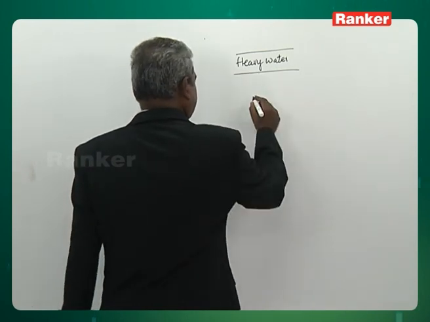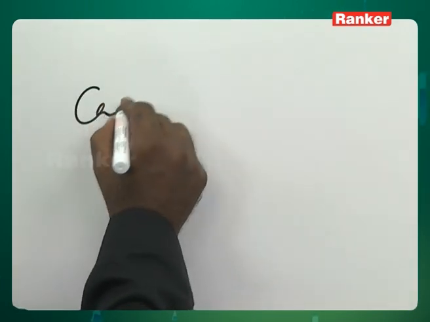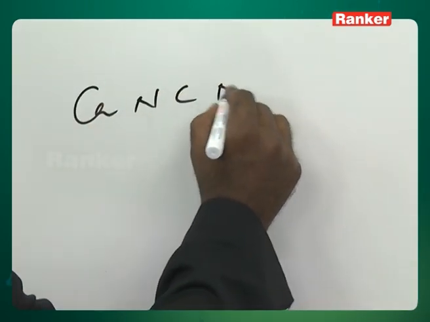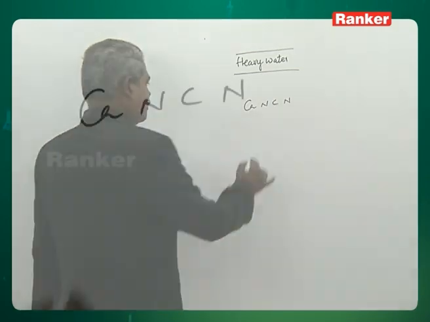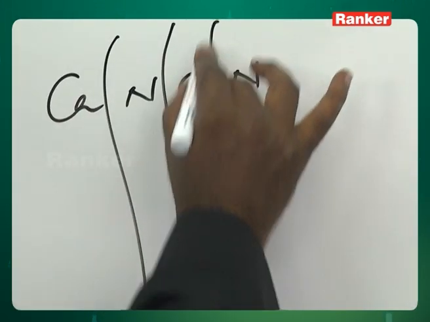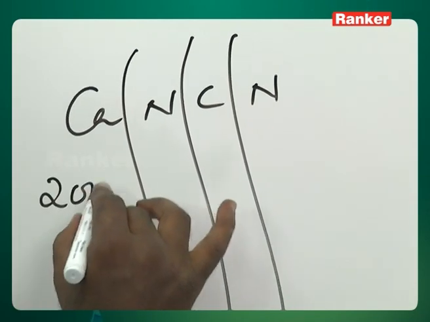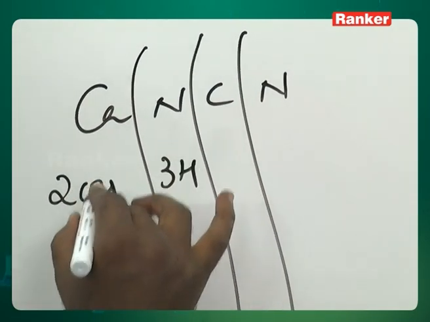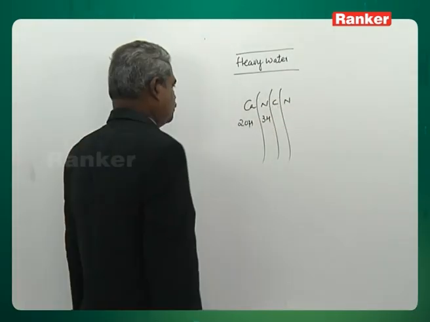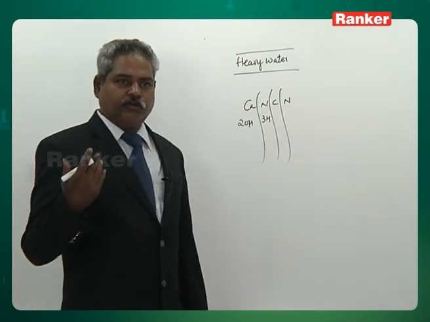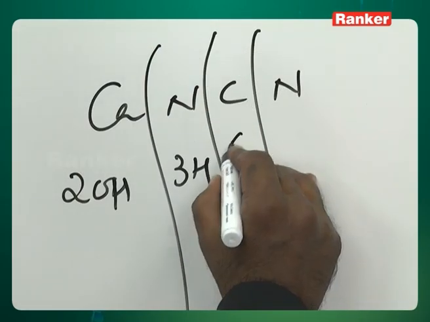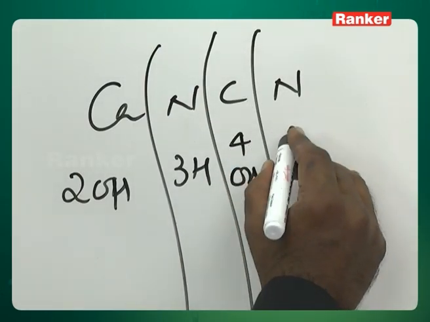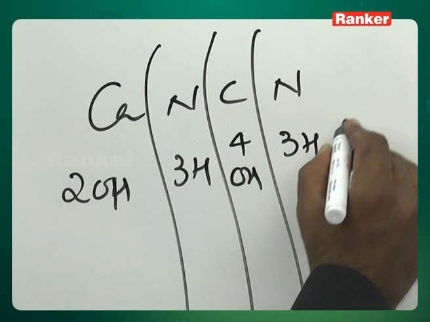Now, next is ammonia from calcium cyanamide, CaNCN. Where to break the bond? Wherever there is electronegative difference. Break the bond here, here, here. 2OH, 3H. Any number of H and OH can be used. There is no rule because H and OH are plentifully available in water. 3H, 4OH, 3H. So what is it you got?